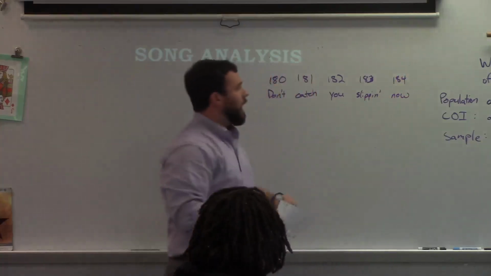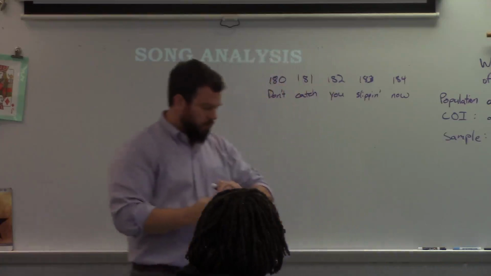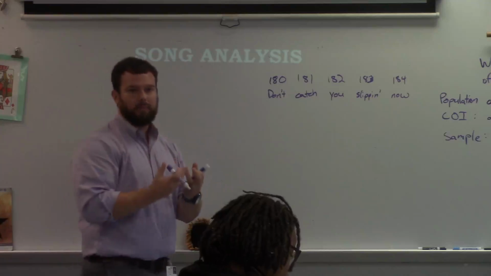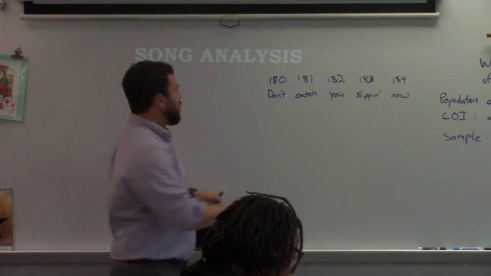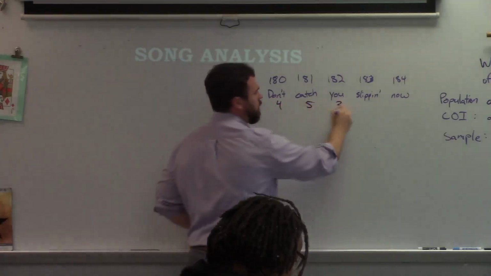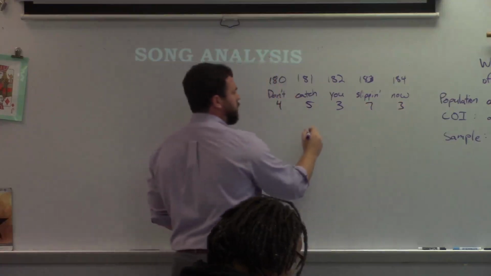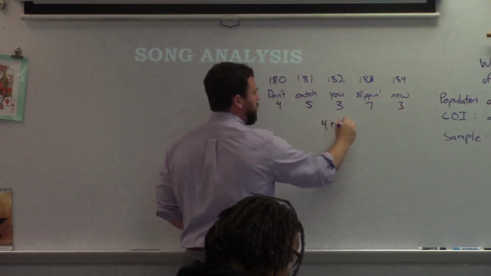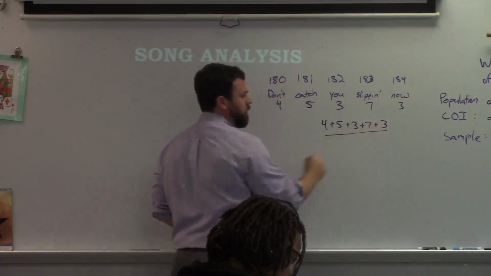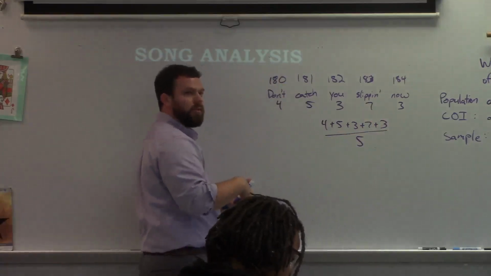So if I want to know the average letters per word, I need to count all the letters. How many letters are there here? 4, 5, 3... and so I need to add them up. So 22. And then what do I need to do to that 22? Divide by 5. So to average something, we add them all up and divide by how many there are.